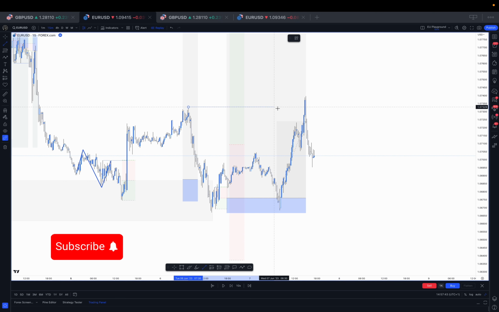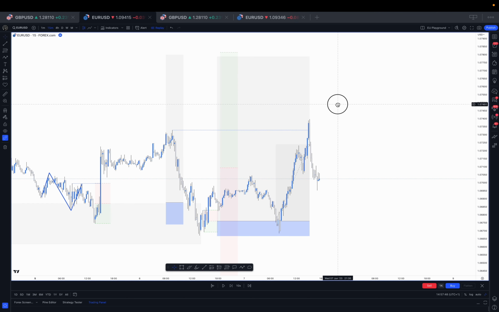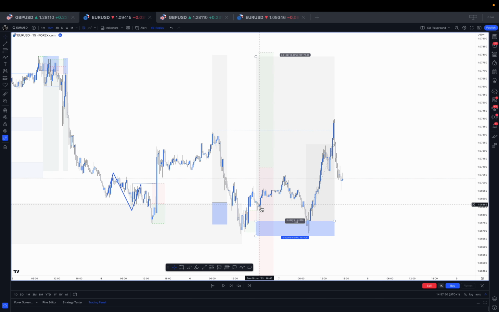And that is why, when it comes to price action, you just have to follow structure. Trust your analysis, follow structure. Let price do its thing. No fear, nothing. Okay, so here we have that.